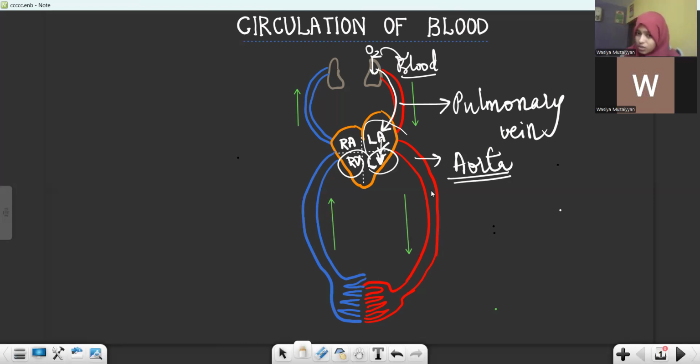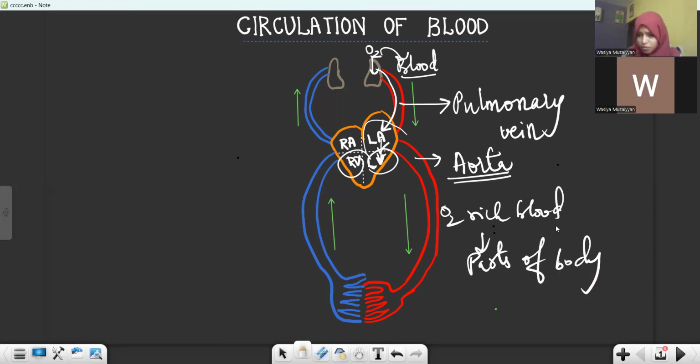The aorta carries this oxygen-rich blood to the entire parts of the body. When this oxygen-rich blood reaches the body part, there is cellular respiration. When cellular respiration happens, there is exhaust of carbon dioxide, that is, removal of carbon dioxide. Now this carbon dioxide can't go back in the same pathway because there would be mixing of blood. So it takes another pathway to travel through. It actually goes via a vein.